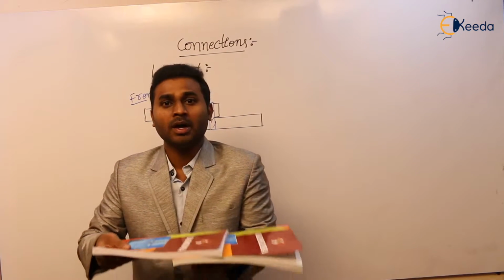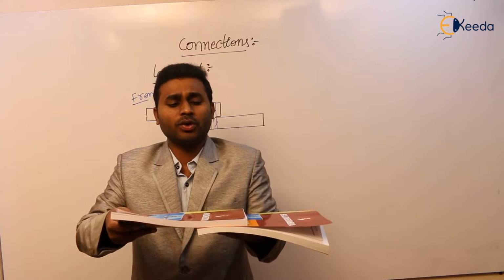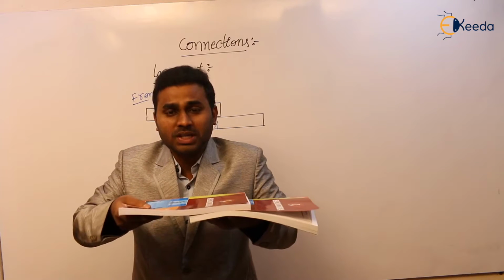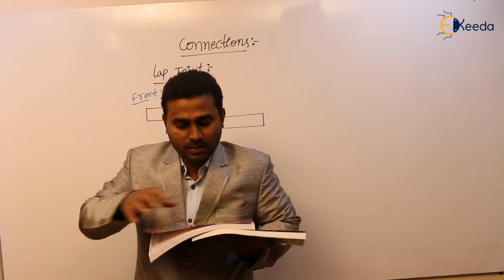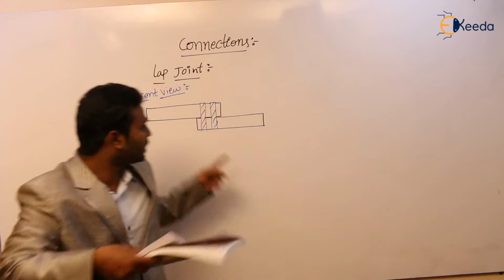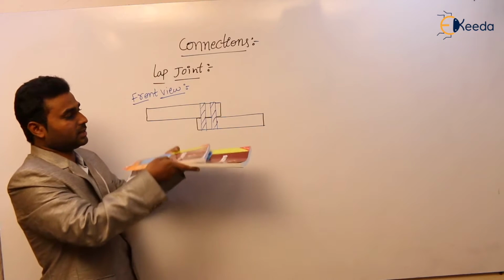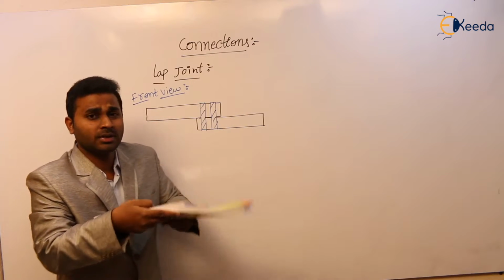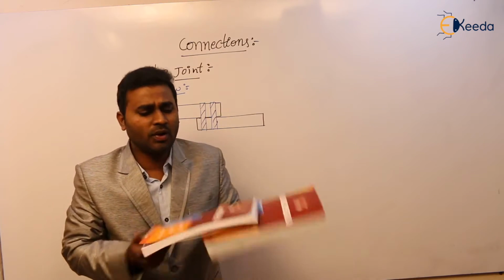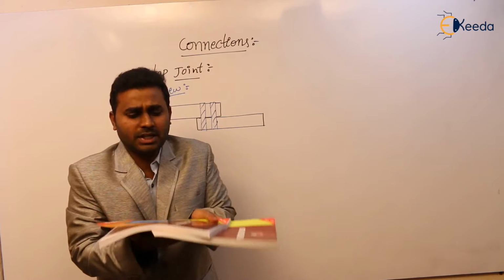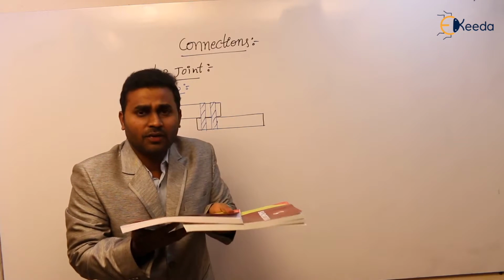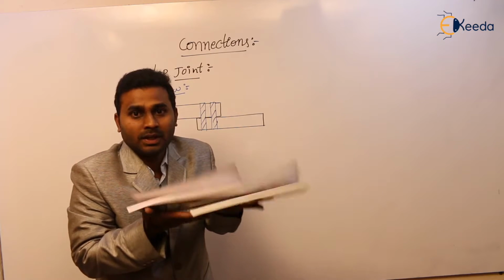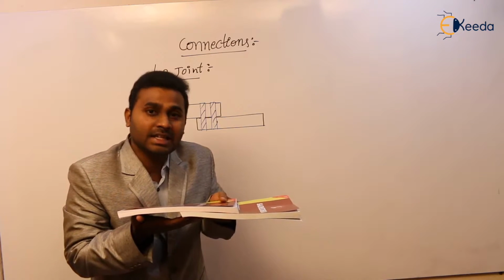After overlapping them, what are we going to do? We are going to drill a hole. This is the front view, as I've shown on the board. In the front view, what dimensions are you going to observe? Come on, see and tell me. In the front view, we observe the length of the member and the thickness. Yes or no?